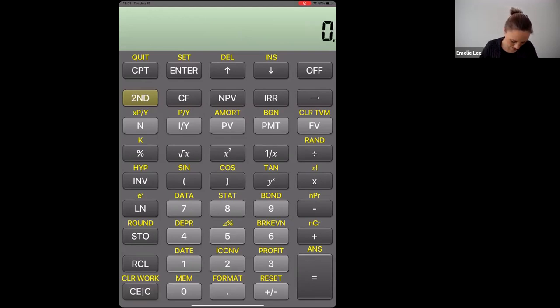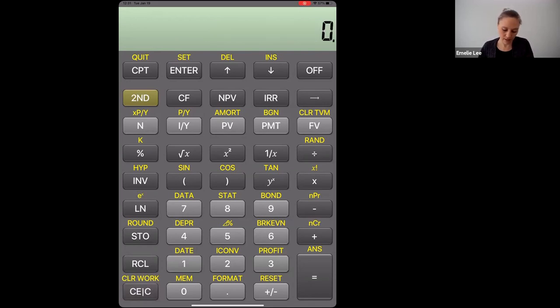Oh, I think maybe I held it too long. Recall 1, no. What was it? It was 175 over 365. I managed to hold the store button for too long. Store in 1. And now I can recall 1, and it should bring up that same number.